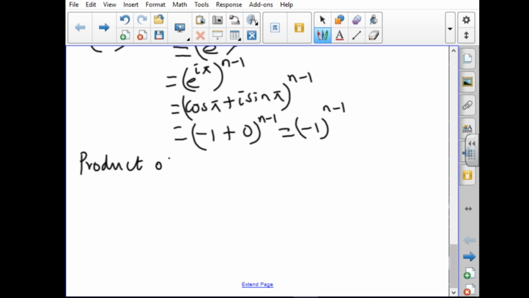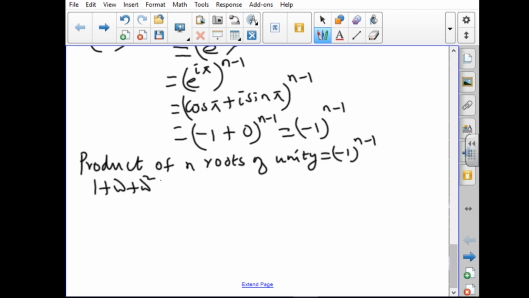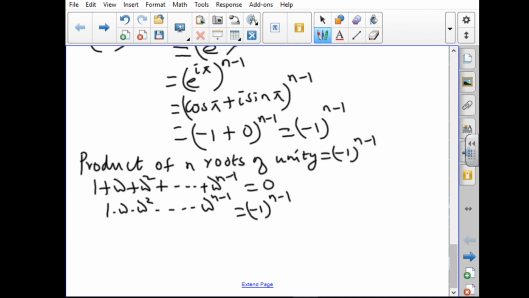Product of n roots of unity is equal to (-1) power n minus 1. So, you should remember that 1 plus omega plus omega square, etc., up to omega power n minus 1 is equal to 0, and 1 into omega into omega square, etc., up to omega power n minus 1 is equal to (-1) power n minus 1.